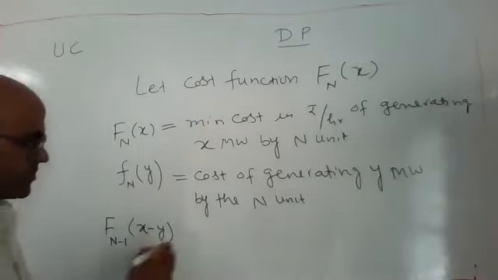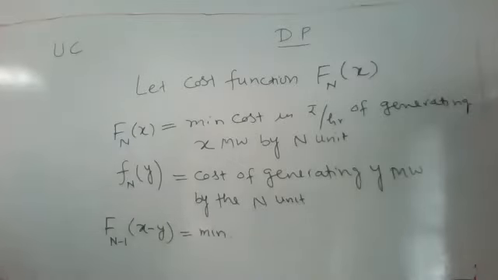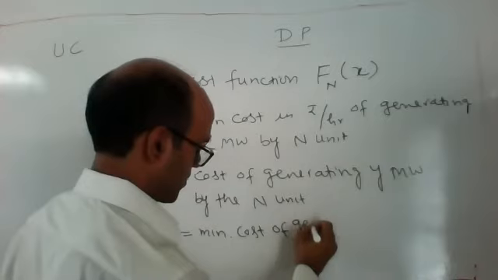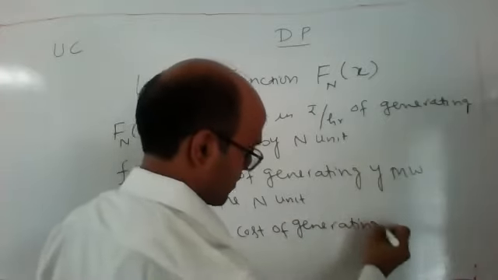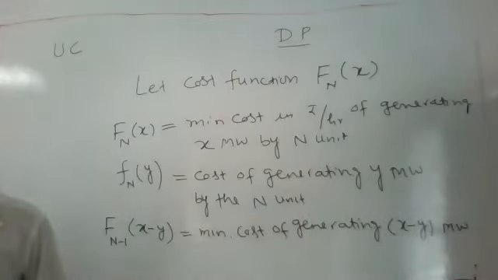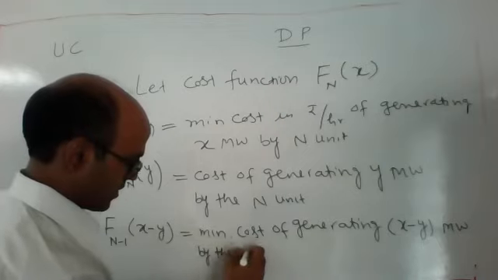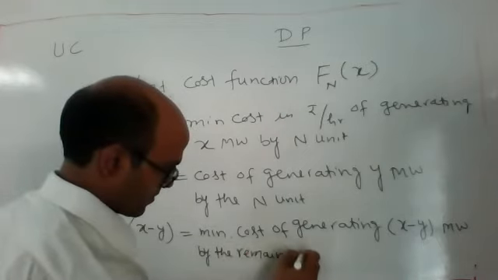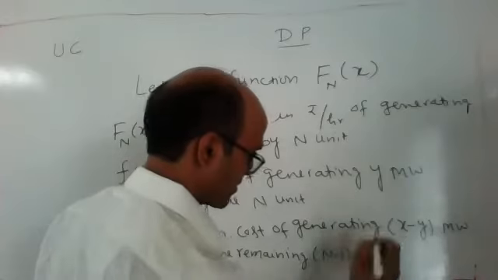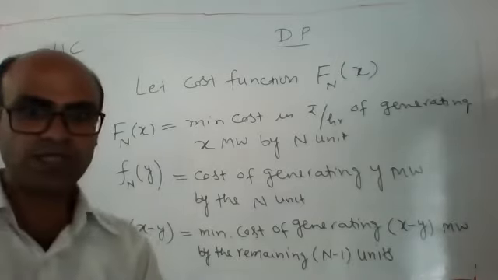So this is the minimum cost of generating x minus y megawatt by the remaining n minus 1 units, by the remaining n minus 1 units.